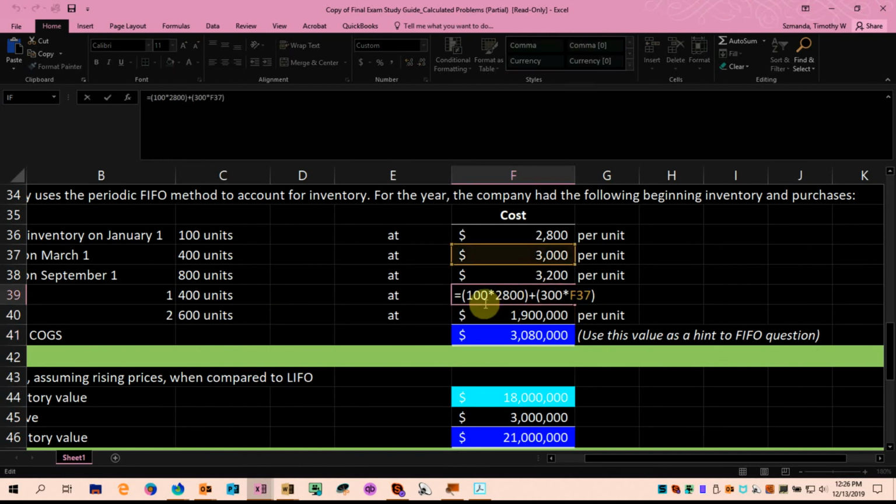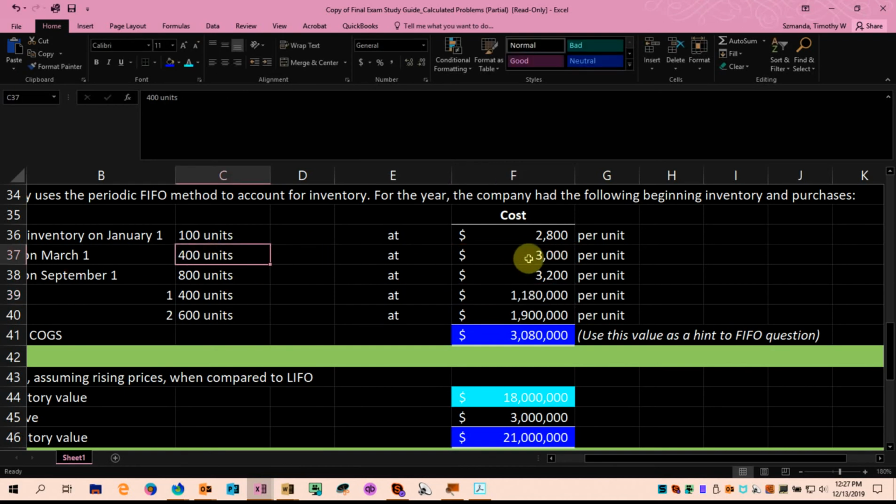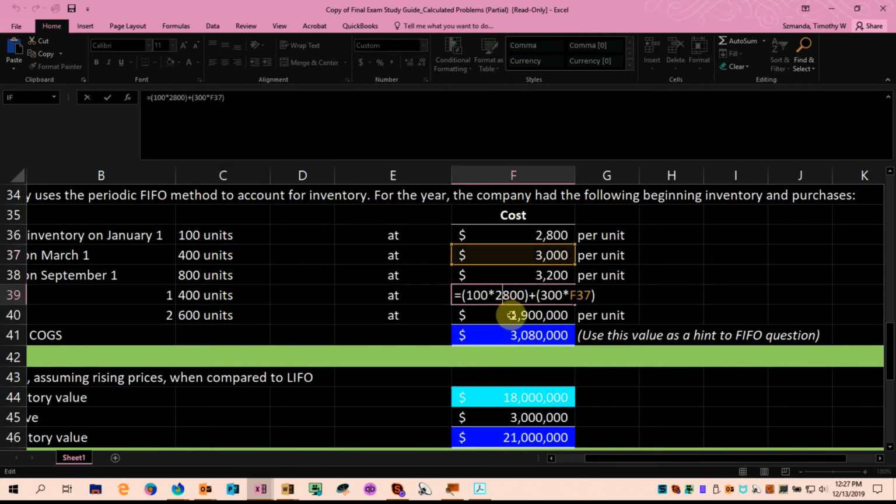So if I drill down into the first of our sales, 400 units, remember first in, first out, I'm going to take these 100 units at $2,800 because that's my first cost that I can grab in this sale. But now I need 300 more. So I'm going to take 300 of the 400 that were purchased at $3,000. And I'm just going to add them together. 100 times $2,800 plus 300 units times $3,000. And I wind up with $1,180,000 for the first sale. That's my cost of sale.